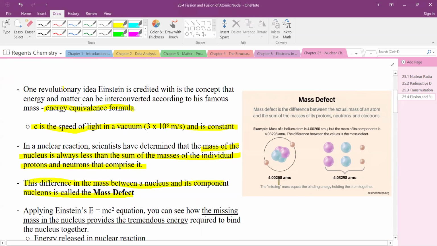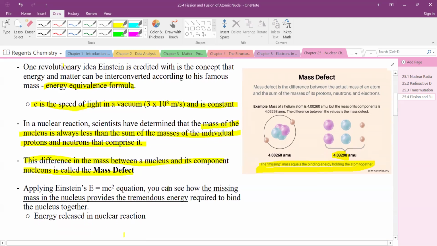Okay. So if I look over here at a helium atom, if I take 2 protons, 2 neutrons, and 2 electrons, and I add them all up, I will get 4.03298 AMU if they're all on their own. When I add them together and squeeze them in to make an atom, and I weigh that helium atom as an atom, I will find that my mass is 4.000260, slightly less than the mass of my individual subatomic particles. And the missing mass is the binding energy that holds that atom together. Okay. Again, that's the mass defect.